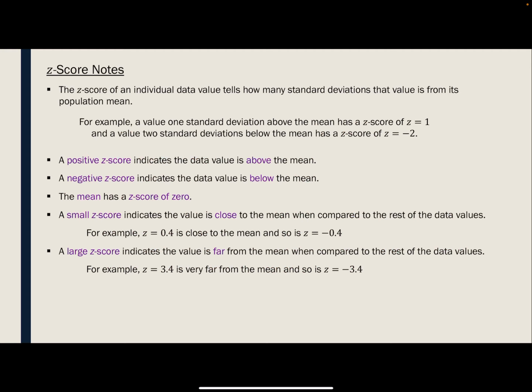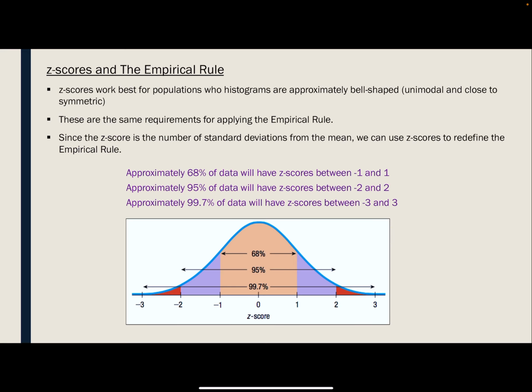The smaller the z-score, the closer it is to the mean. The larger the z-score, and again, that could mean either positive or negative, the further away from the mean. One more thing about this. I want to connect the empirical rule with what we just learned with z-scores, because z-scores work best for populations whose distributions are approximately bell-shaped, meaning that they're unimodal and close to symmetric. And this was the same requirement for the empirical rule.